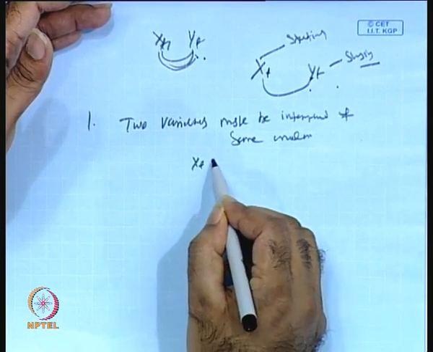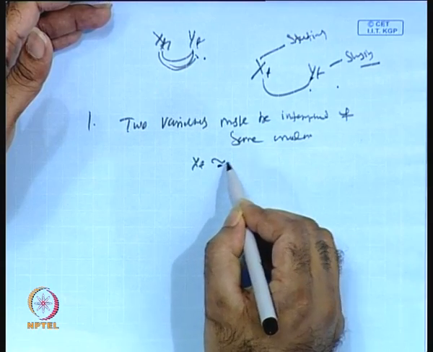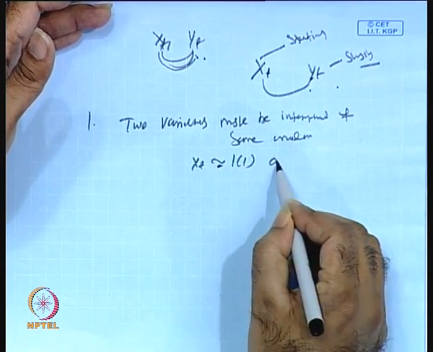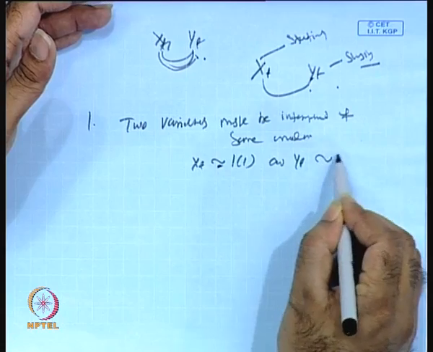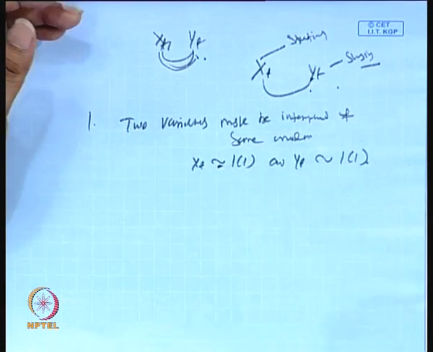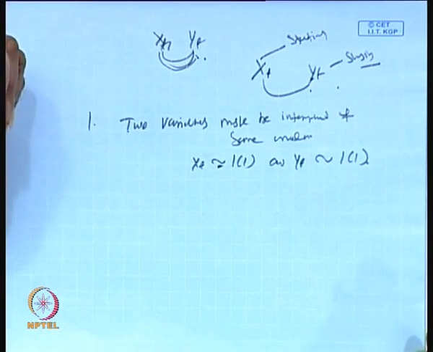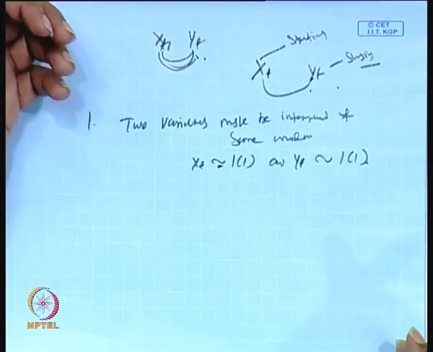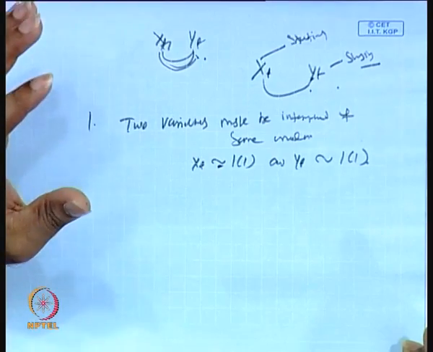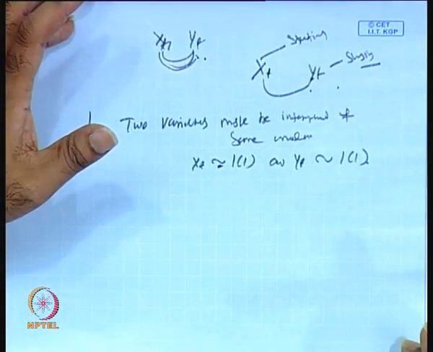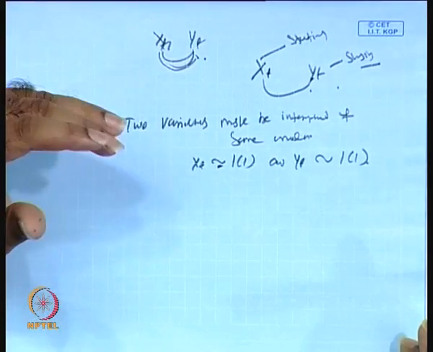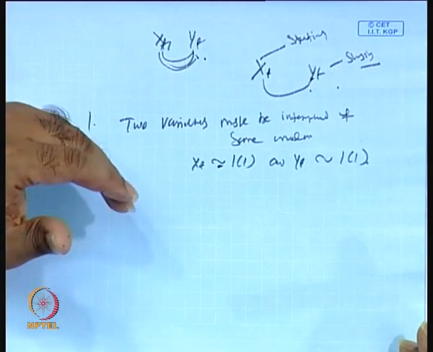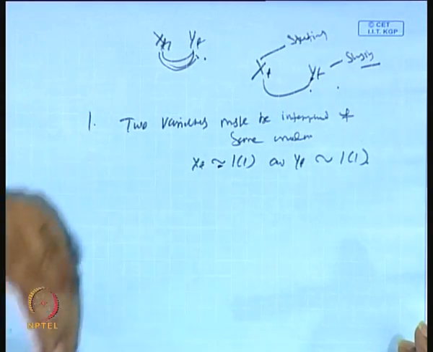like this: x t integrated of order 1 and y t integrated of order 1. Okay. So, this is the first condition of the cointegration technique under the Engle-Granger test. So, two variables must be integrated of same order. Okay. So, let us assume that they are stationary at the first difference level. Okay, at the first difference level.